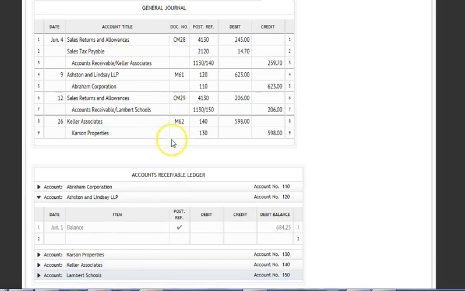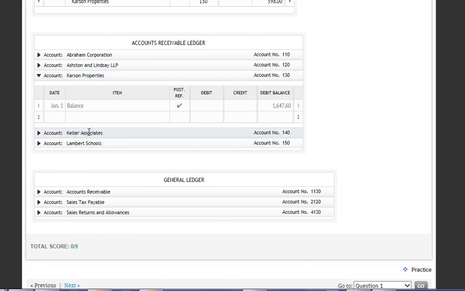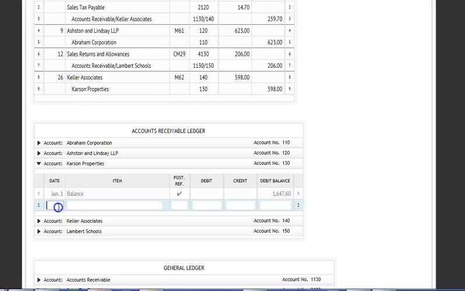Let's try Ashton and Lindsay, right there. So that is the 9th. We don't have to write anything there, G12. It's a debit of $623, so that's going to increase. Carson Properties, right here, that's the 26th. Also G12. It's a credit, $598. So subtract those.